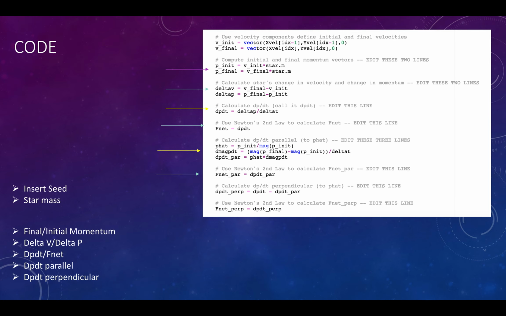We then specify, since this force from the black hole is the only assumed force on the star, that F net parallel is equal to dp dt parallel. Since we know that F net is equal to dp dt parallel plus dp dt perp, we can solve for dp dt perpendicular, knowing F net and dp dt parallel, by subtracting dp dt parallel from F net. Lastly, we can specify that F net perpendicular is equal to dp dt perpendicular, since the force from the black hole is the only presumed force acting on the star.